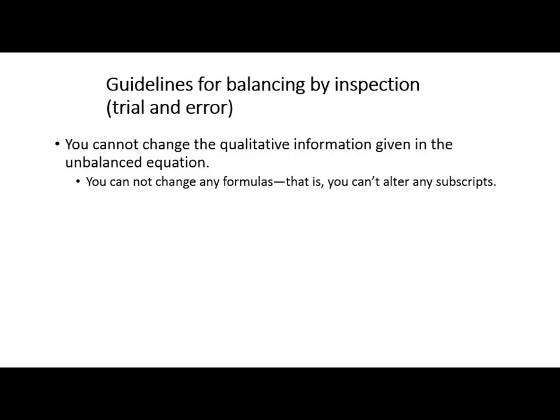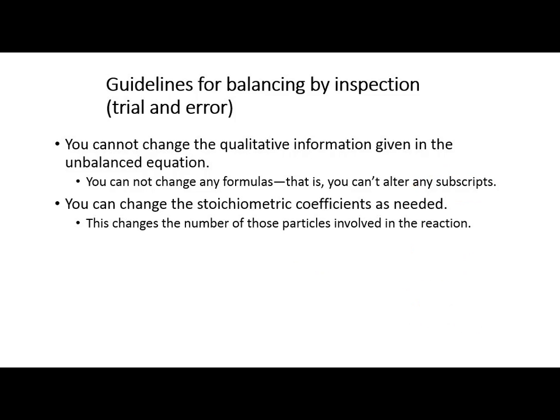First off, you cannot change any of the subscripts. Okay, do not change the subscripts when you're doing this. Do not change the subscripts. Like for instance, in the previous example, one of the products was H2O, okay? We couldn't clean things up by making it H2O2. We could not do that. We could not change the subscript from 1 to a 2. It's tempting, okay? But what you can change are the stoichiometric coefficients.